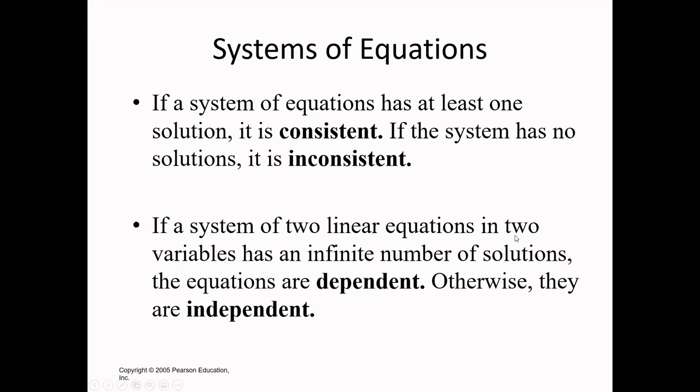If a system of two linear equations in two variables has an infinite number of solutions, then we call them dependent. Otherwise, they are independent. In other words, if the two different lines can exist completely by themselves, we call them independent. Now, by dependent and this infinite number of solutions, what that really means is these are actually the same line, just in a different form. And I'll give you examples of that in a moment.